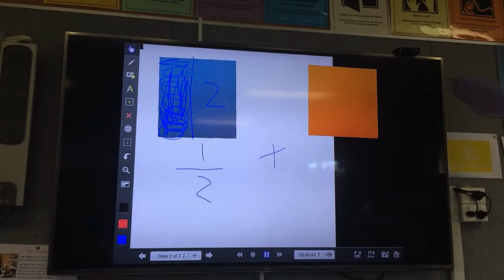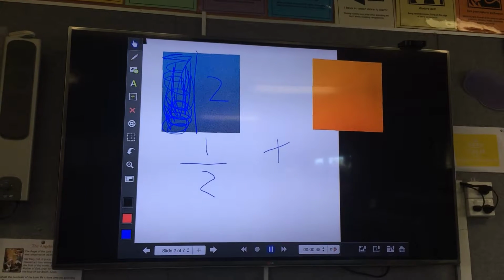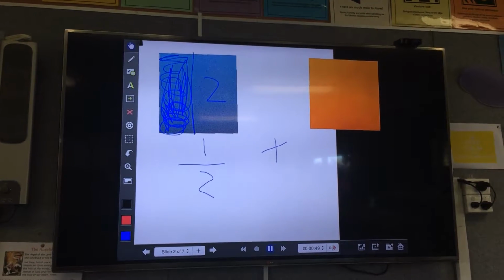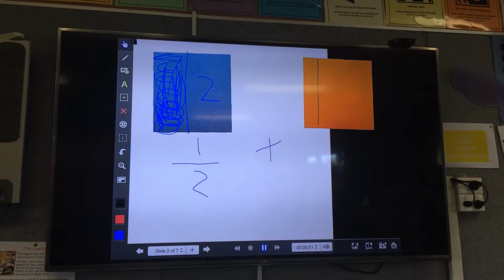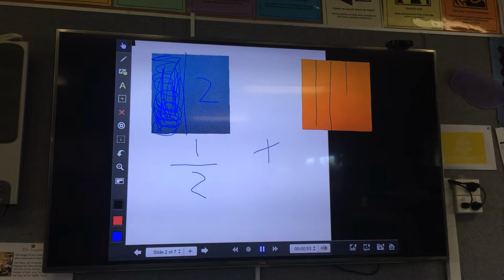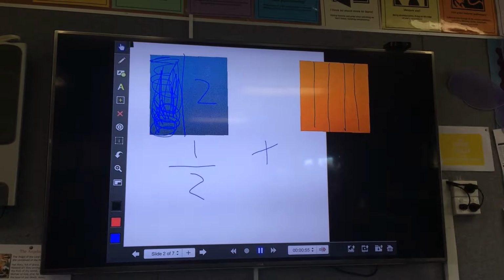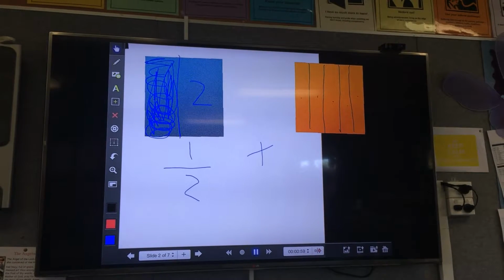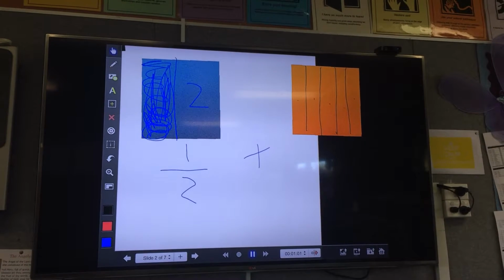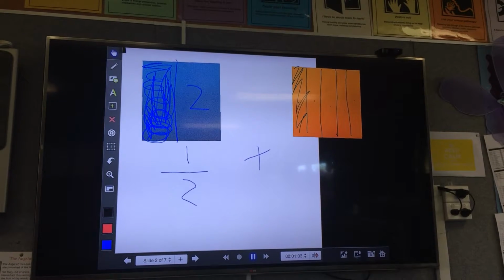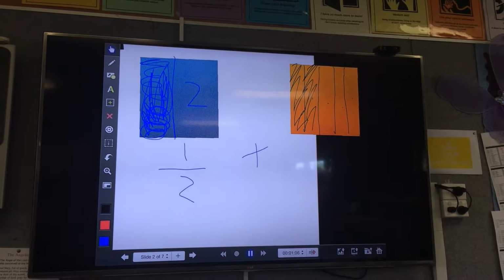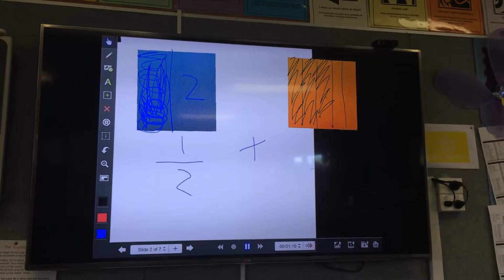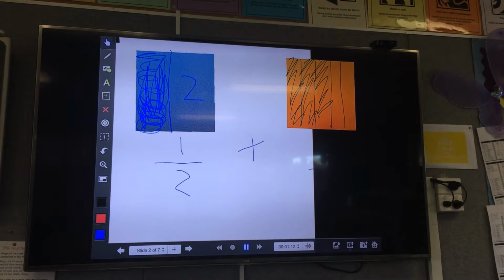this is another whole, and we want to make it into fifths. So we draw it in 5 equal parts. 1, 2, 3, 4, 5. And we want to shade 3 parts of those out of 5. 1, 2, 3. So that will be 3 out of 5.